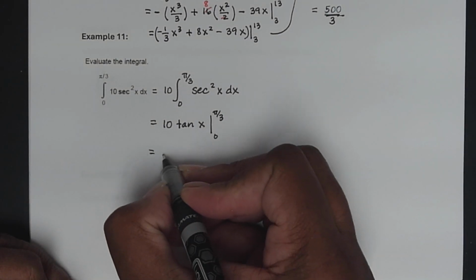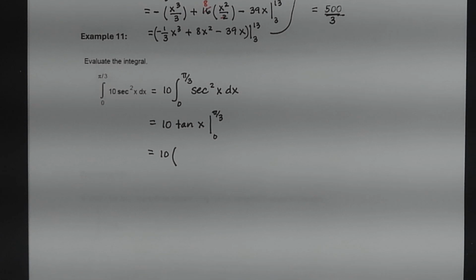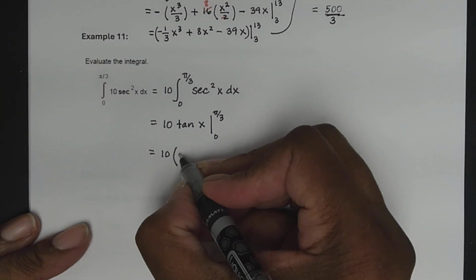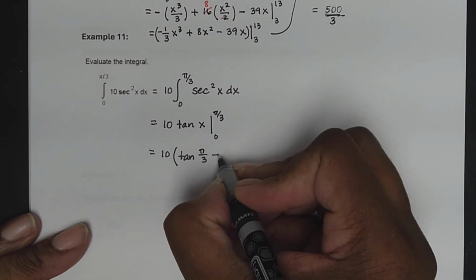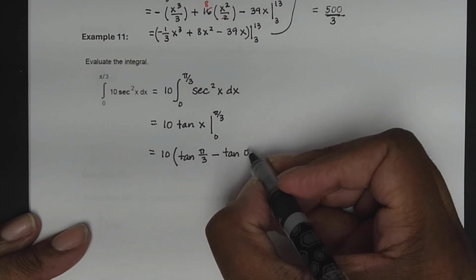All right, so now let me bring down the 10. I'm just going to focus on the tangent of x. Upper limit minus the lower limit. So here I have tangent of the upper limit, which is pi thirds, minus the tangent of the lower limit, which is 0.